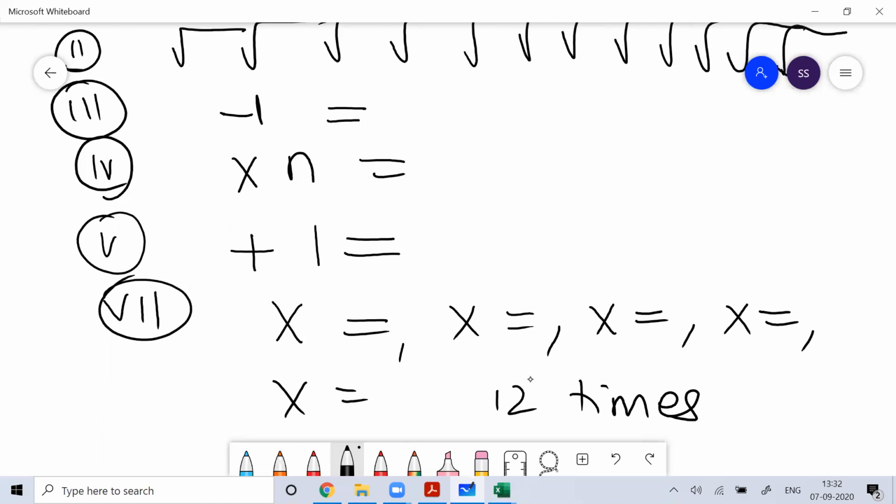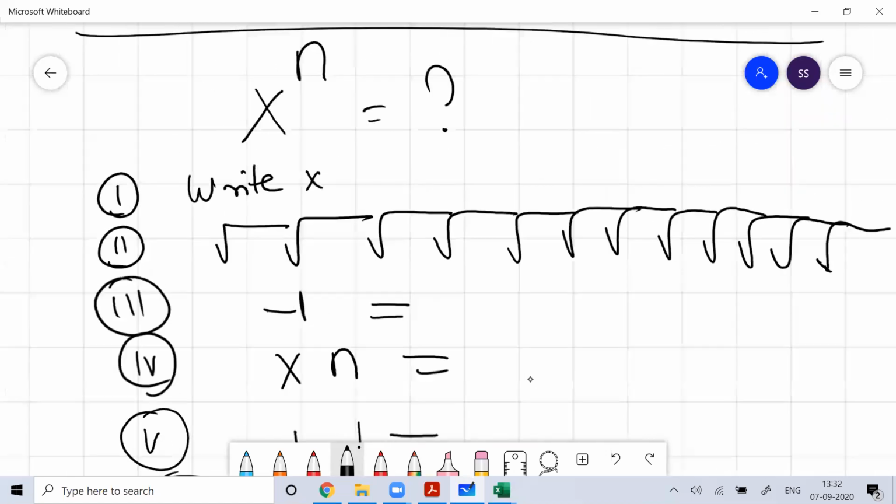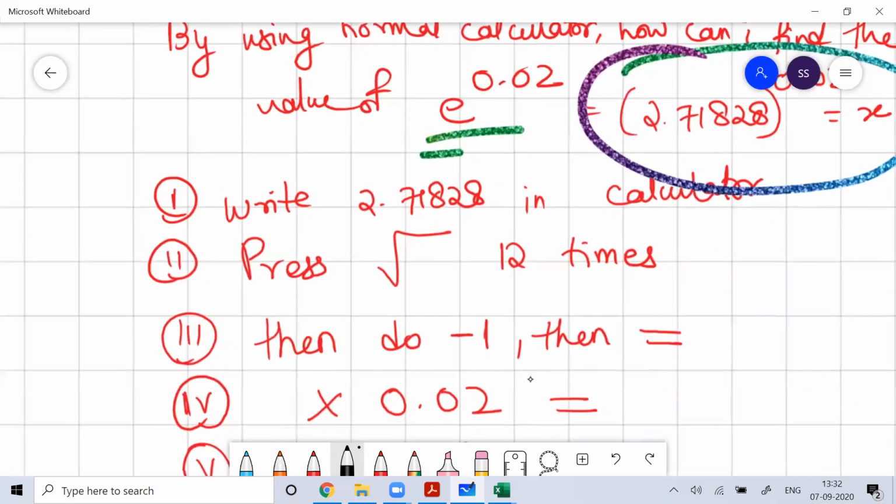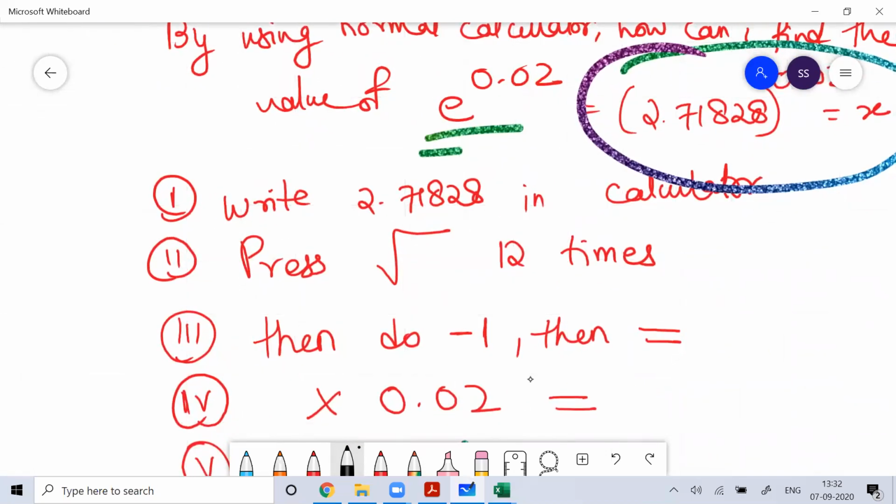Fine. So remember these steps. I hope you understood this. Does anyone have any doubt? Anything you want to ask? If a scientific calculator is not allowed, this is the way you can do exponential calculation using a normal calculator. Remember these steps.